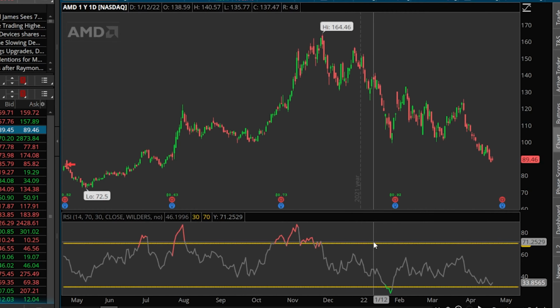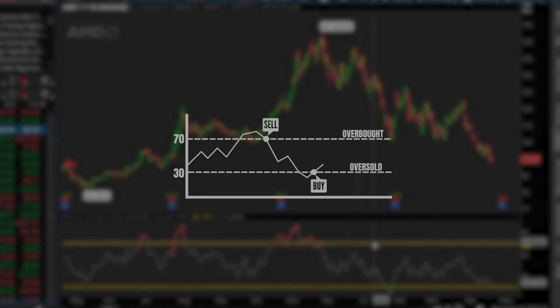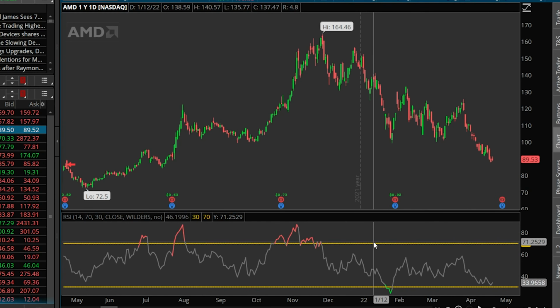The first of these methods is by finding those areas within the study that indicate a stock is in oversold or overbought territory. So remember, that's when it crosses above or below the 70 or 30 line. From there, once the RSI crosses back up above or below that 30 or 70 line, that then triggers a buy or sell signal. If we were to use the current stock I have pulled up as a practical example, right here you can see it cross below the 30 line somewhere around January 25th.